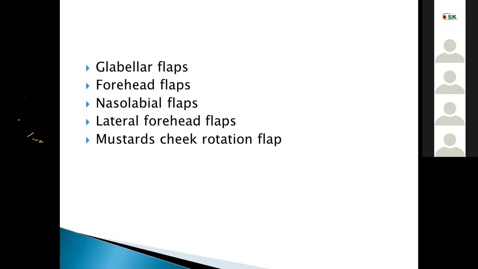You can have glabellar flaps. Those are immediate, especially for medial canthal defects. You can have forehead flaps also for medial canthal lesions, or even nasolabial flaps. Those are for lower lid defects. You can have a lateral forehead flap. That is for lateral canthal lesion defects. Then you can have a Mustardé cheek rotation flap. That's for a very huge defect of the lower eyelid.